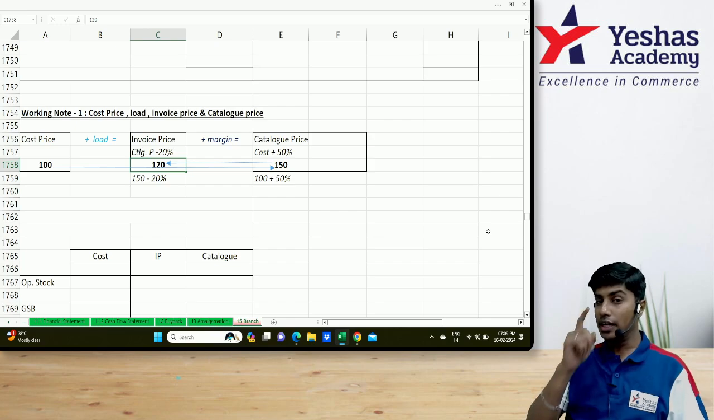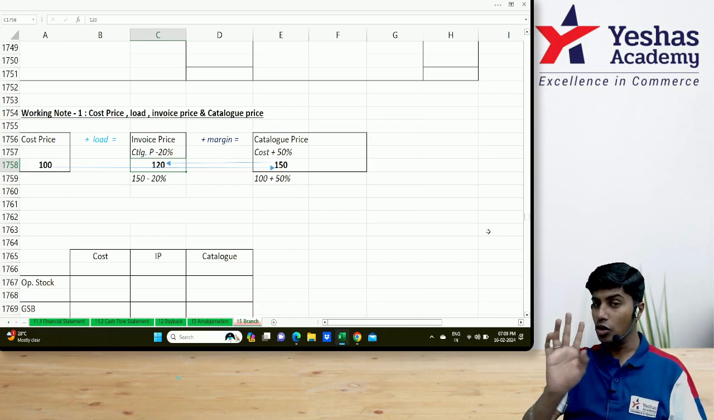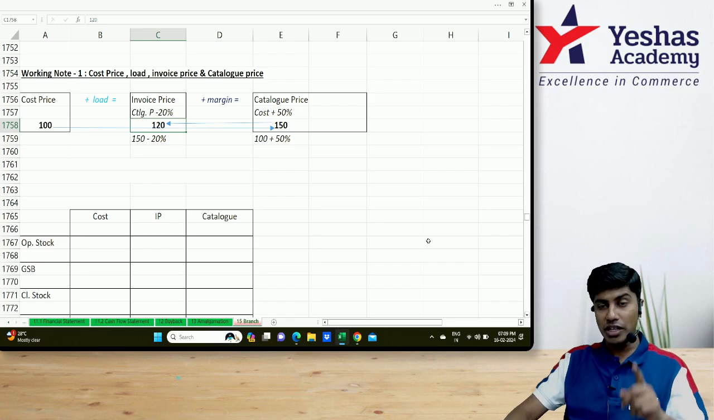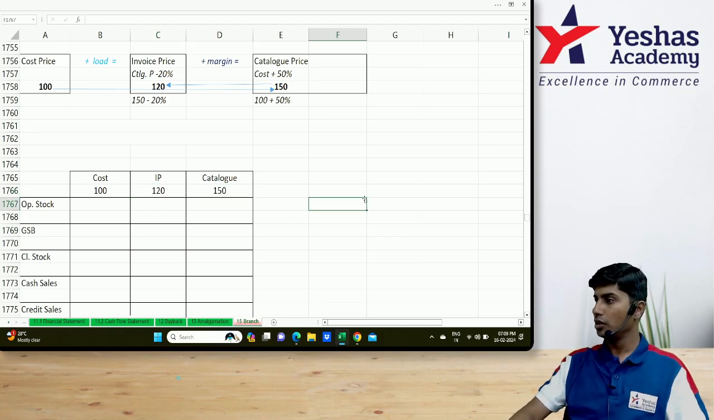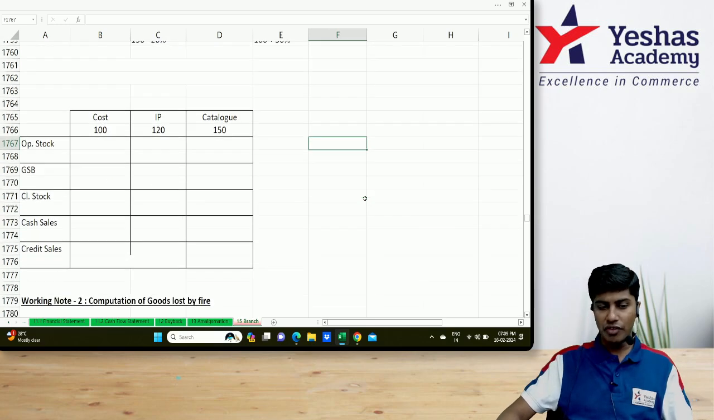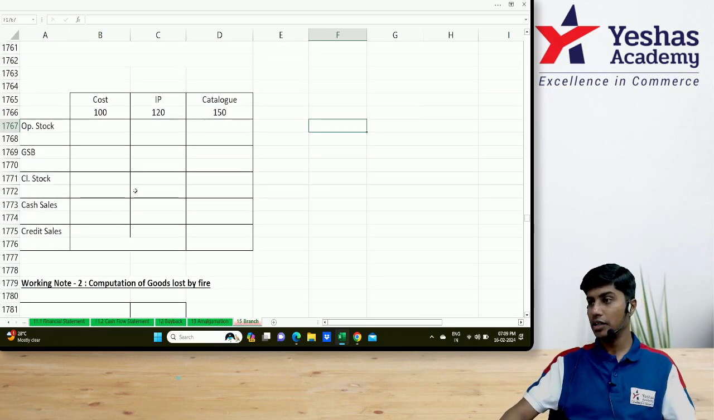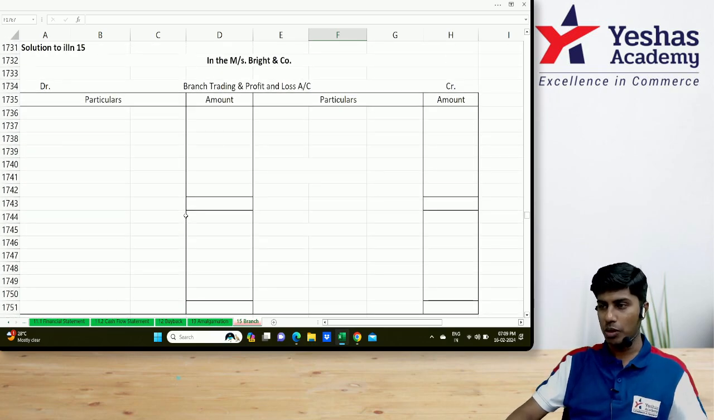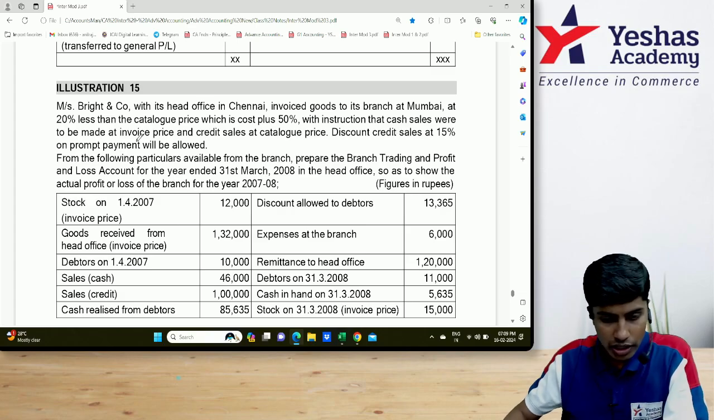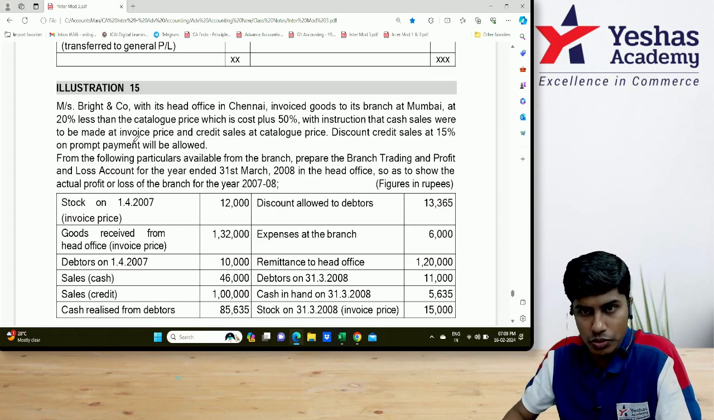In trading account, everything should be at what price? Cost price. Some items will be at catalog price, some at invoice price. So prepare one table: cost 100, invoice price 120, catalog price 150. Keep this. It will come in handy. Everything you convert to cost price and then write, except sales. There is one hidden abnormal loss also in this problem. Very good problem this is. You can say a master problem on final accounts.